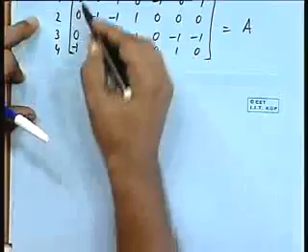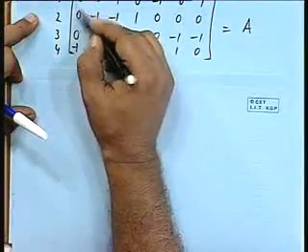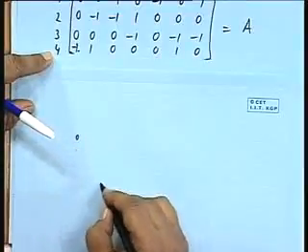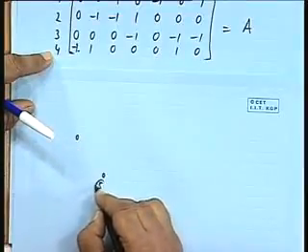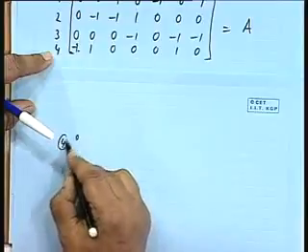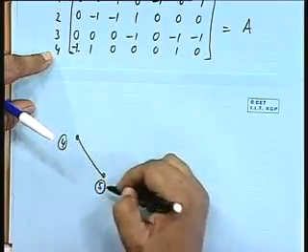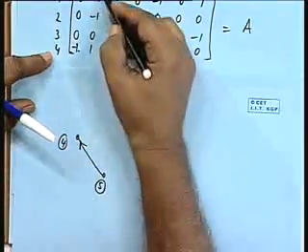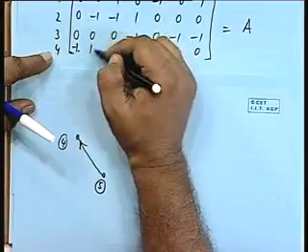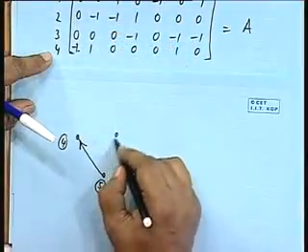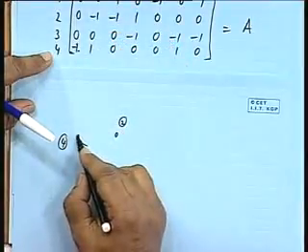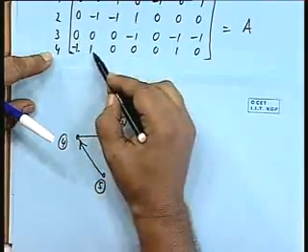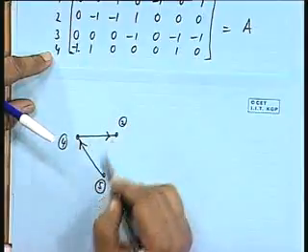What will be the graph like? Element number 1 is connected between node 4 and the fifth one. Suppose this is 5, this is 4. So this is element number 1. Okay. Element number 2 is between 2 and 4. So suppose this is 2 and 4. So from 4 it is going towards 2.